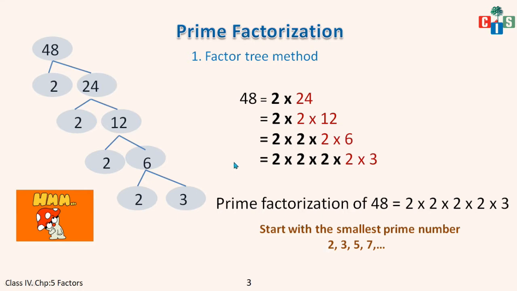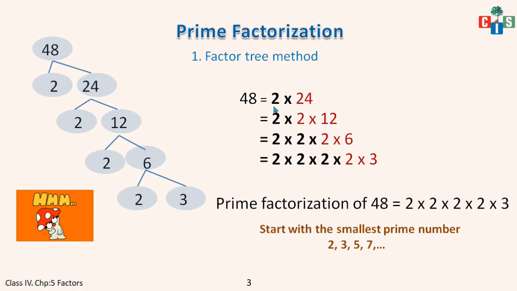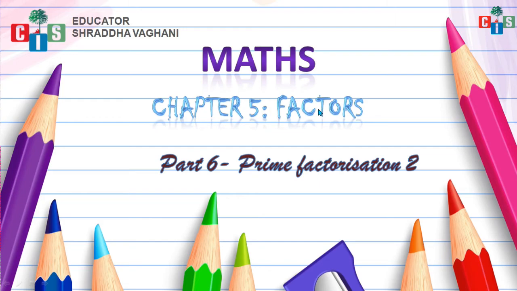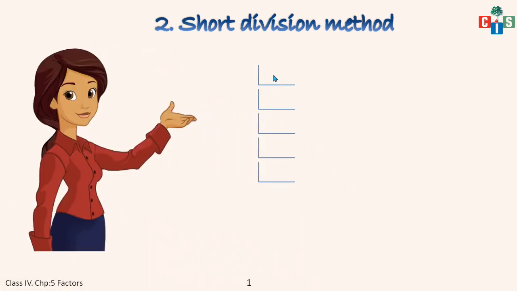Okay, so today we are going to see the second method, that is the short division method. In the previous method you used multiplication, 2 times 24, that is multiplication. Now we are going to use division as the method. As the name suggests, short division method. Whenever you are asked to do prime factorization by short division method, you have to specifically use this method only. Let's take the example of one number. Let's take 48. As it is division, we will use division.